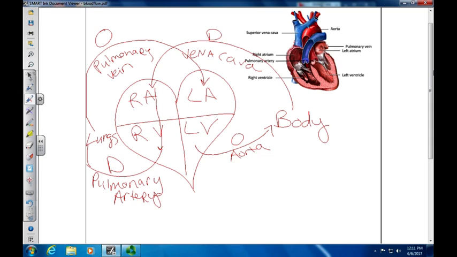So once it enters the left atrium, it will then travel down through the left ventricle and back again through the aorta as oxygenated blood. So the cycle is just going to continually repeat itself. And that is how the blood flows through your body in a nutshell.